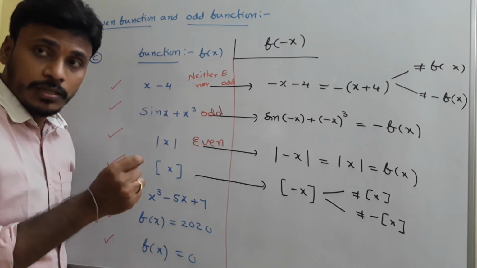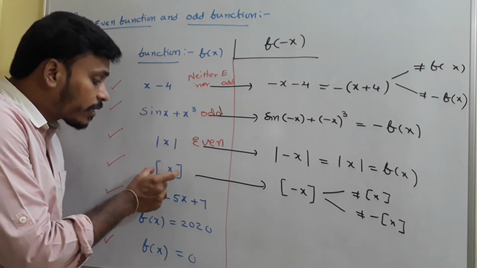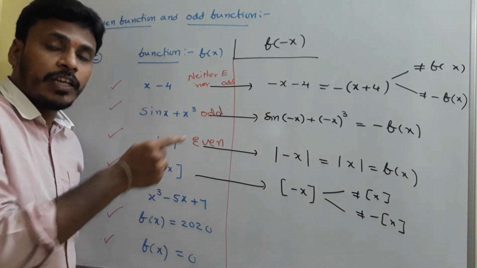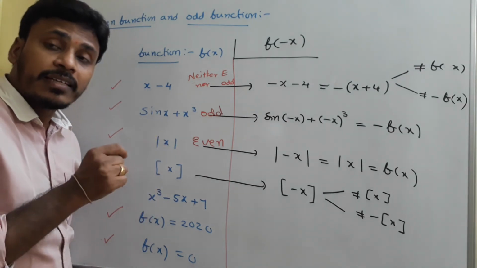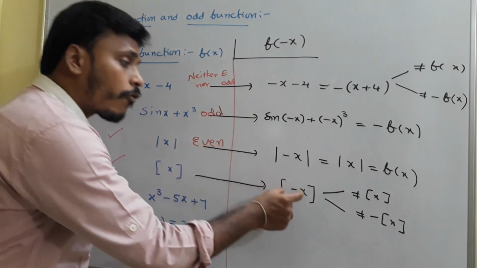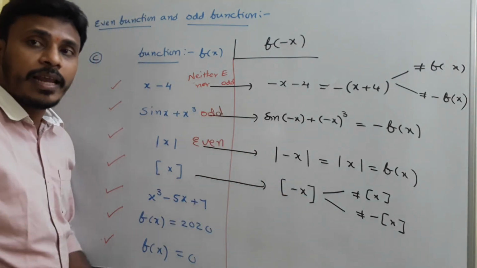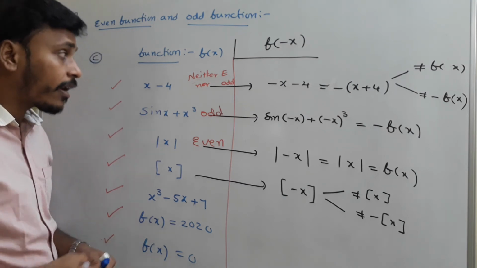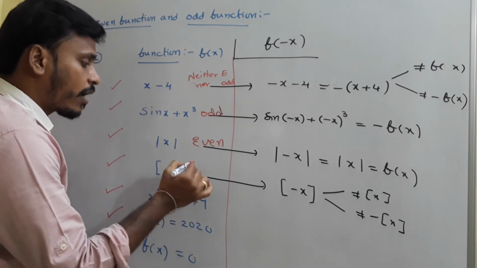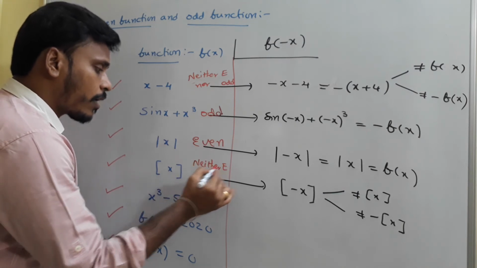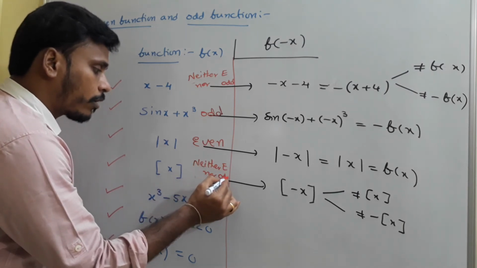If the question is thinking about step x for integral values of x, then we need to think in a different way. If x is an integer, then step of minus x is clearly minus step x. In that case it becomes an odd function. But here in particular this is neither even nor odd, right?